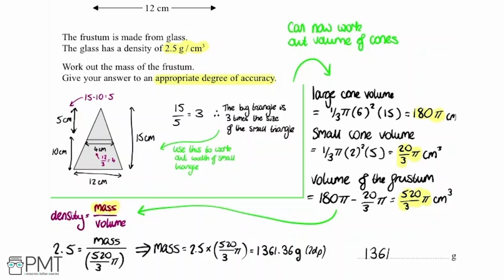So we get the first mark in this box for using the similar triangle idea to work out the width here of being 4 centimeters. We get a second mark for using that to work out the volumes of the cones. We get another mark for then using that to work out the volume of the shape. We get the next mark for going through the process and using that to find the mass. We get the final mark for the correct answer.